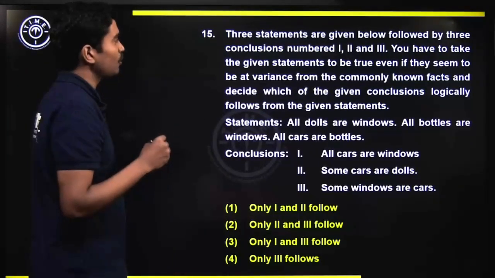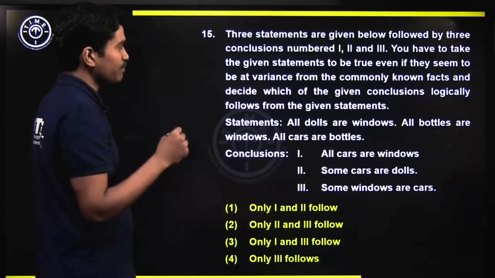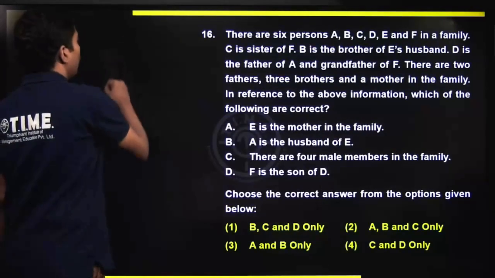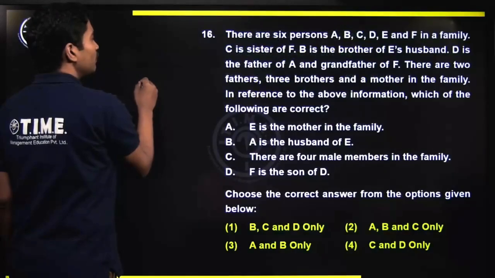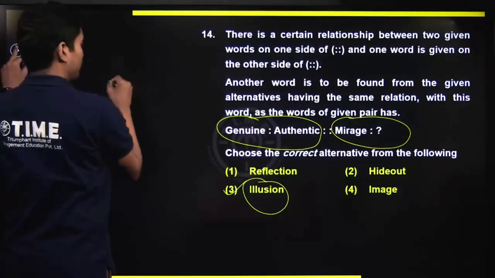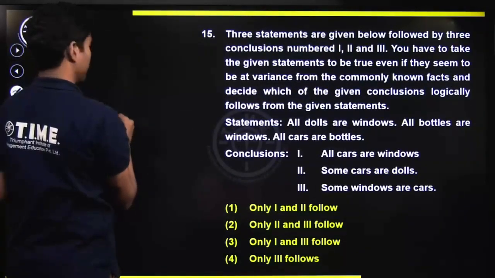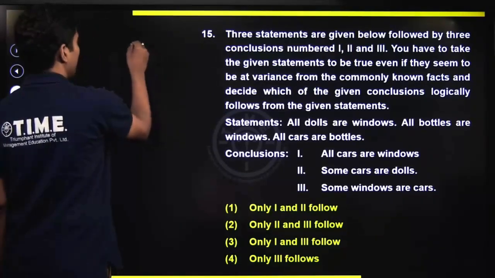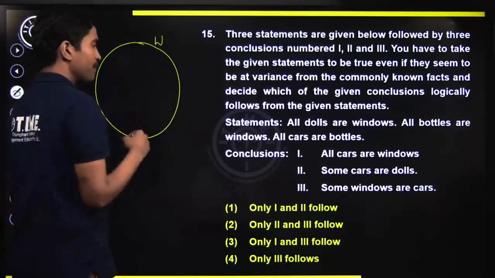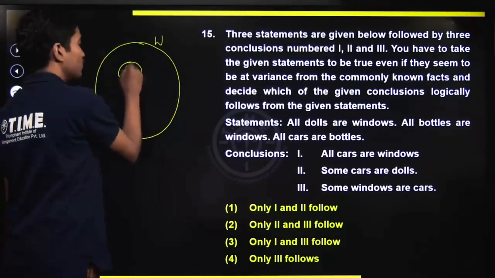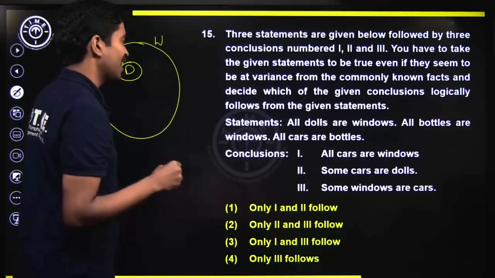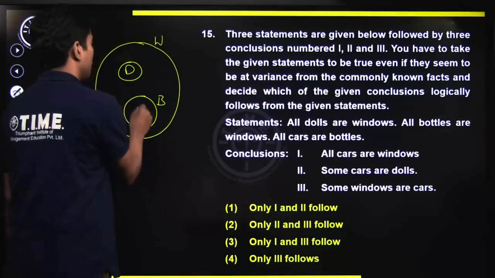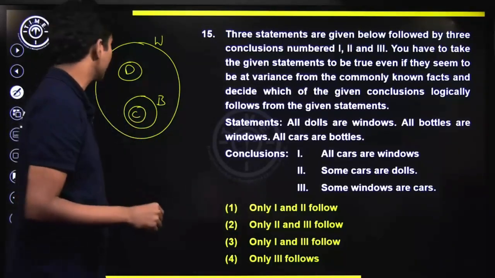3 statements are given below, followed by 3 conclusions. You have to take the given statements to be true. All right. So we have statements, following that we have conclusions. All dolls are windows, all bottles are windows, all cars are bottles. We have windows. This is the major set. All dolls are windows. All bottles are windows, and all cars are bottles. Cars is a subset of bottles. Okay, this is what we have.